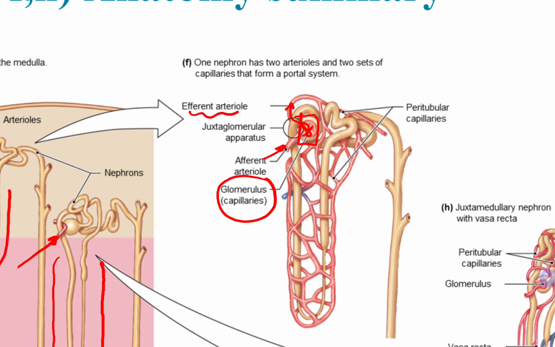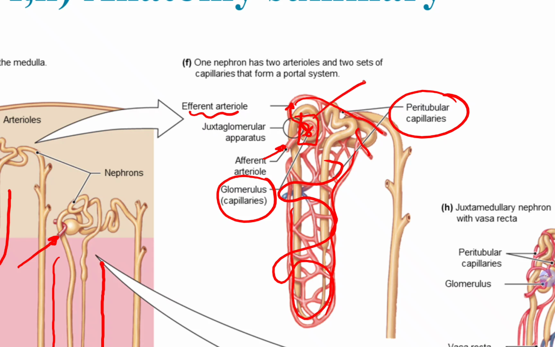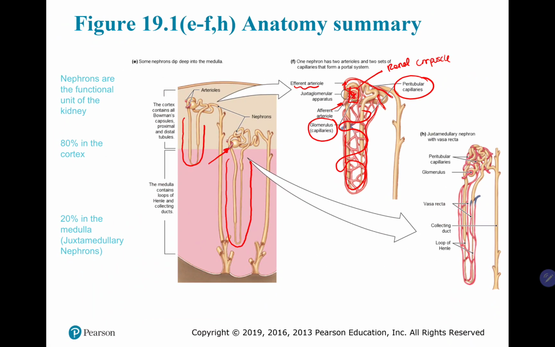And notice how this vessel then branches off to form a capillary system, which is called the peritubular capillaries. And the peritubular capillaries are going to be surrounding the tubular system of the nephron, whereas the glomerulus capillary is only located in one region, and is located in the renal corpuscle region, okay? So understand the difference in where these capillaries are going to be located.